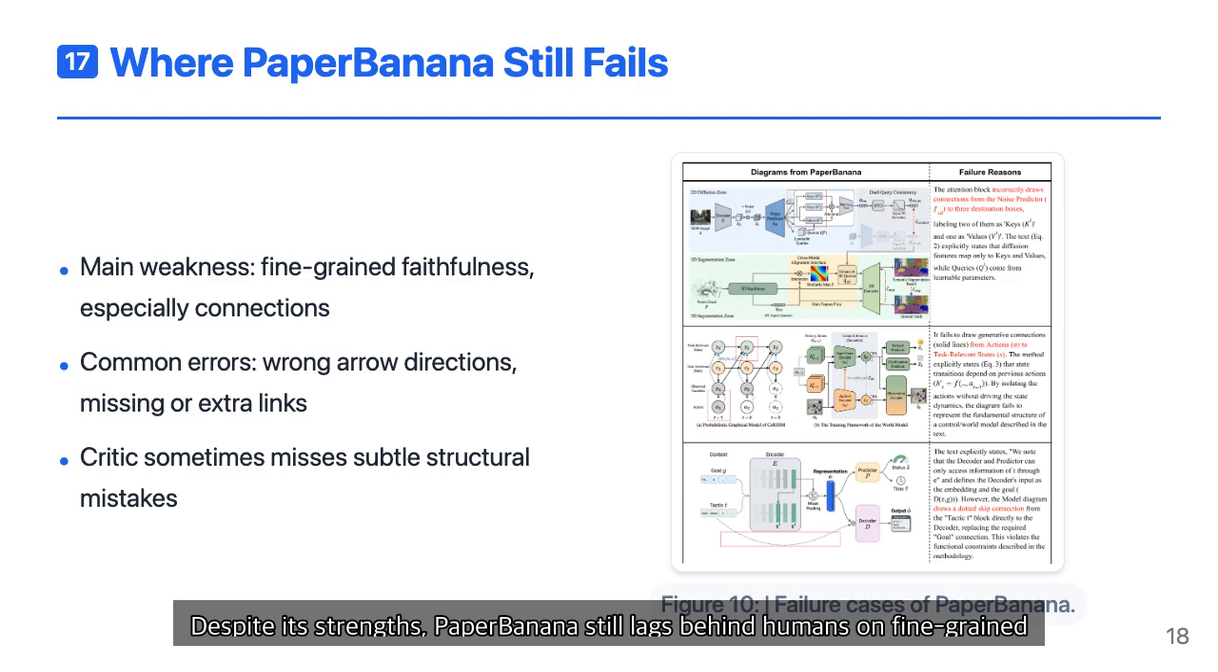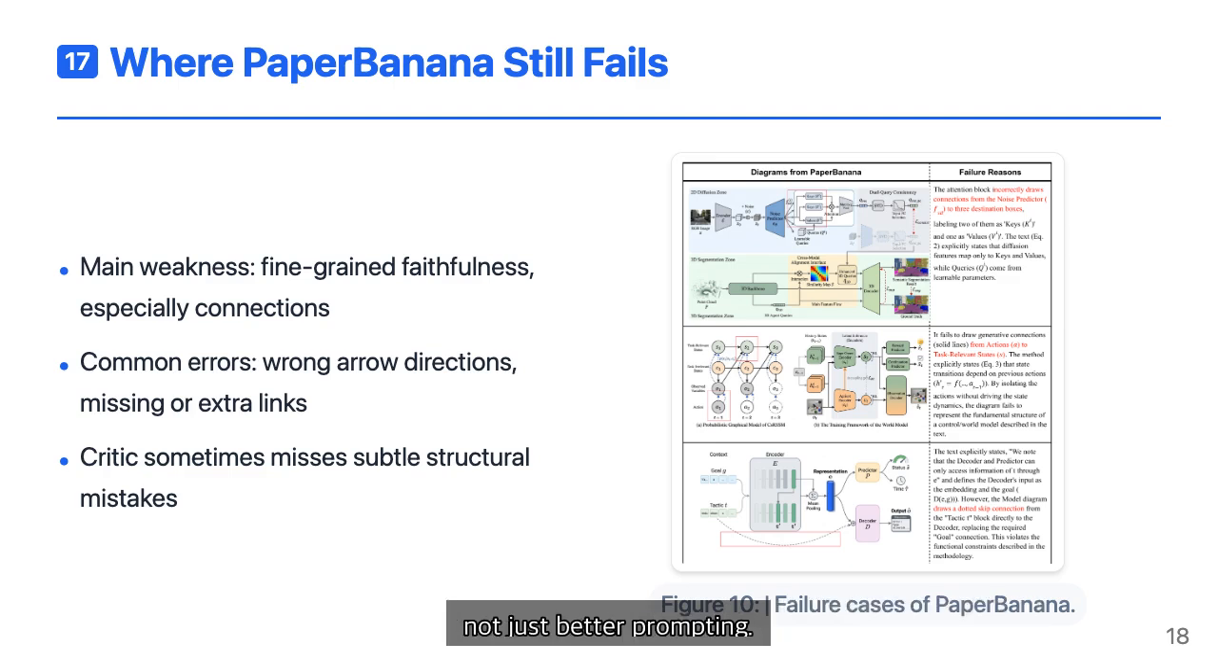Despite its strengths, PaperBanana still lags behind humans on fine-grained faithfulness. The most common failure mode is connectivity: arrows that start or end at the wrong node, missing generative links, or extra connections that aren't in the method. These errors can be subtle and are often missed by the critic agent, which reflects current limitations in visual perception for foundation models. Closing this gap will likely require better underlying vision language models, not just better prompting.